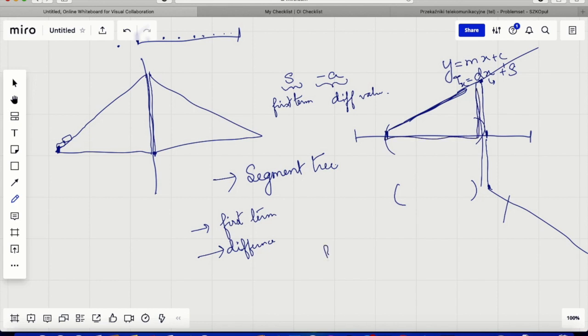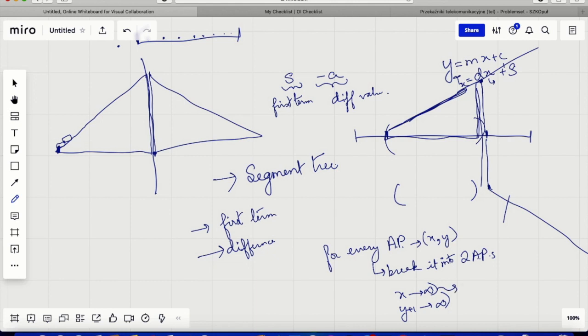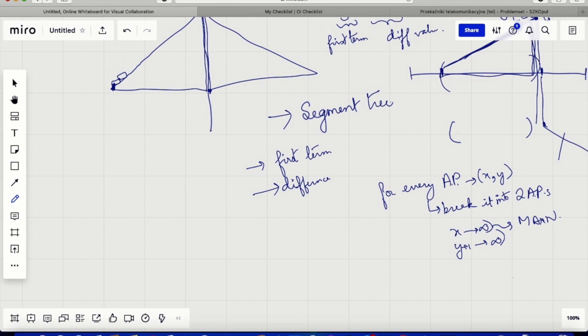So effectively for every AP in range let's say x to y, break it into two APs, one from x to infinity and one from y plus 1 to infinity. Now obviously we are not going to extend it to infinity, we are only going to, in our case, just max n, right?